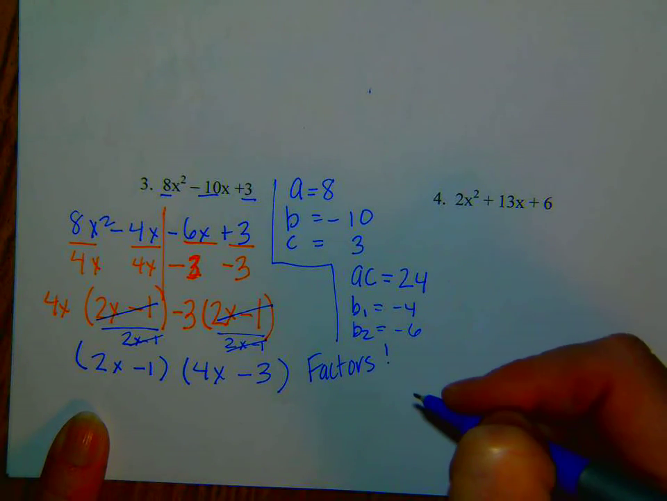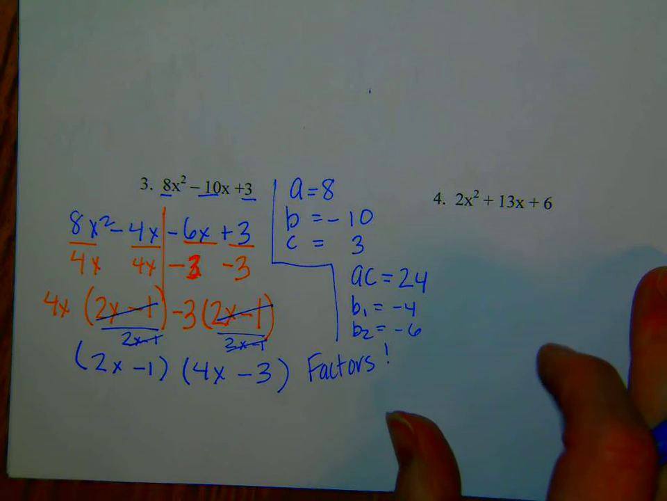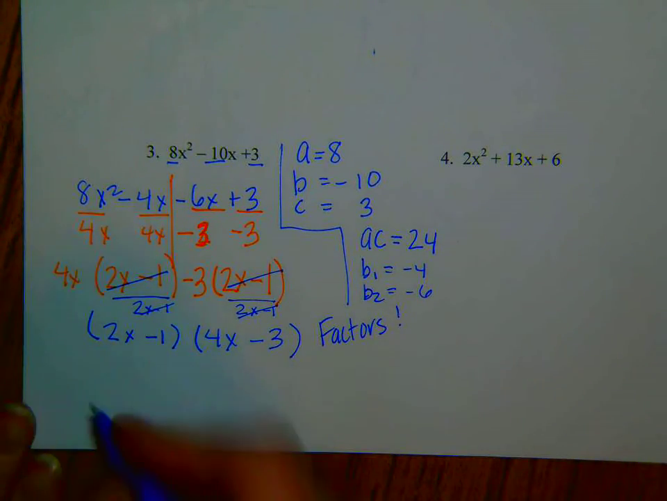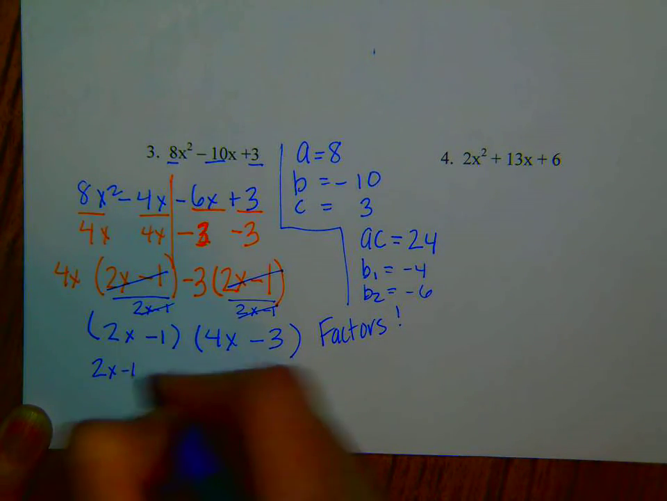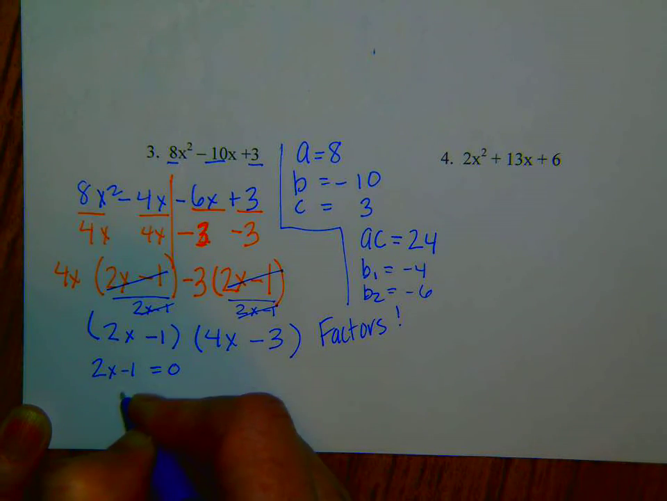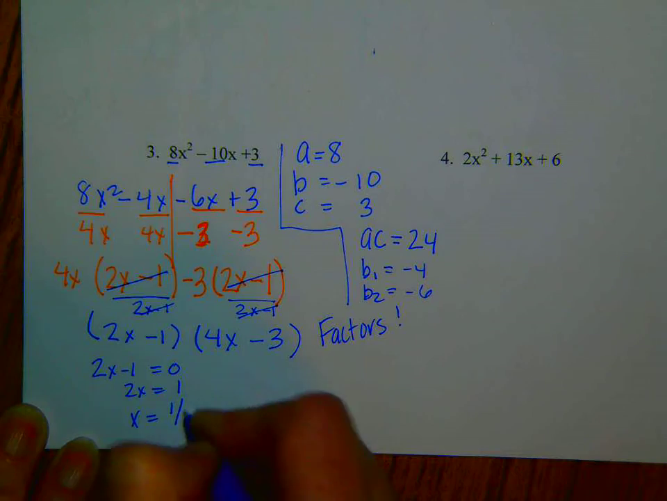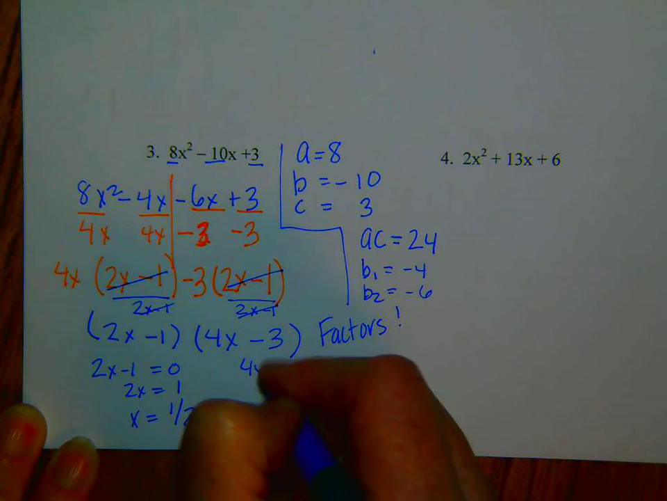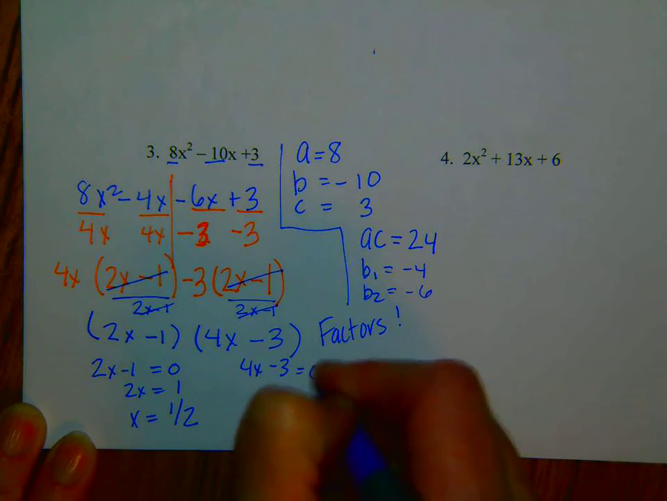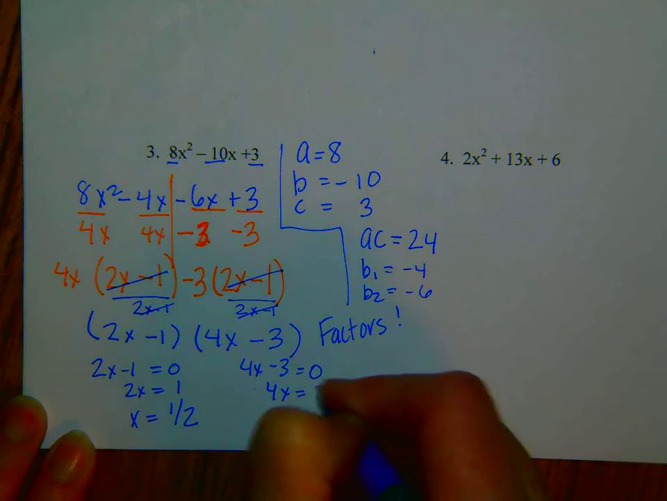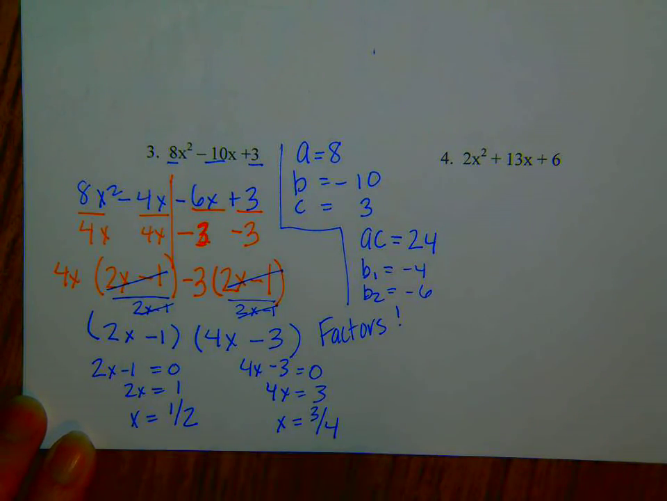What do I do to solve? Set them equal to 0. Okay? So 2x minus 1 equals 0. 2x equals 1. X equals 1/2. 4x minus 3 equals 0. 4x equals 3. X equals 3/4.